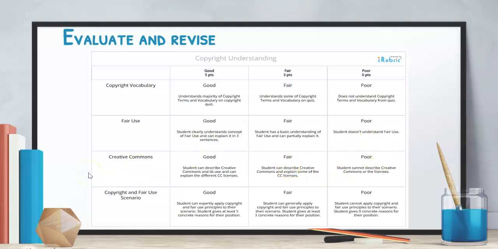And then the copyright and fair use scenario. They can give at least 5 concrete reasons for their position, and they are able to show that they can apply copyright and fair use principles.